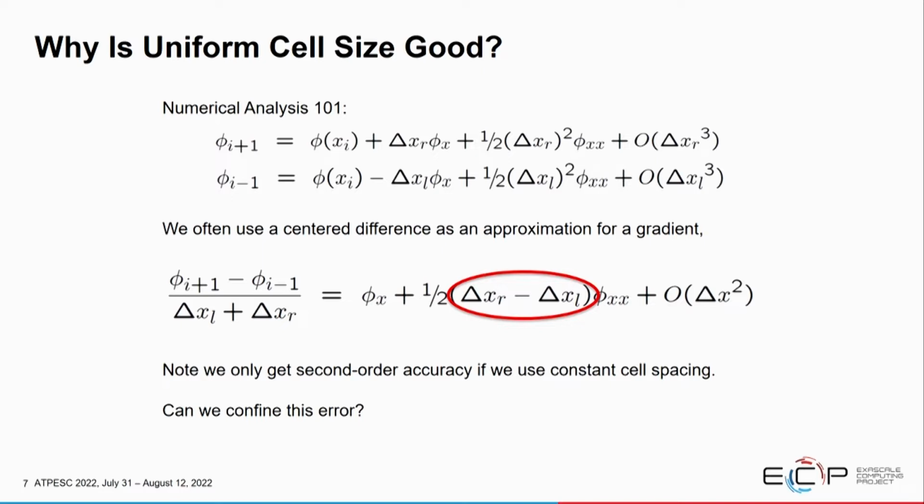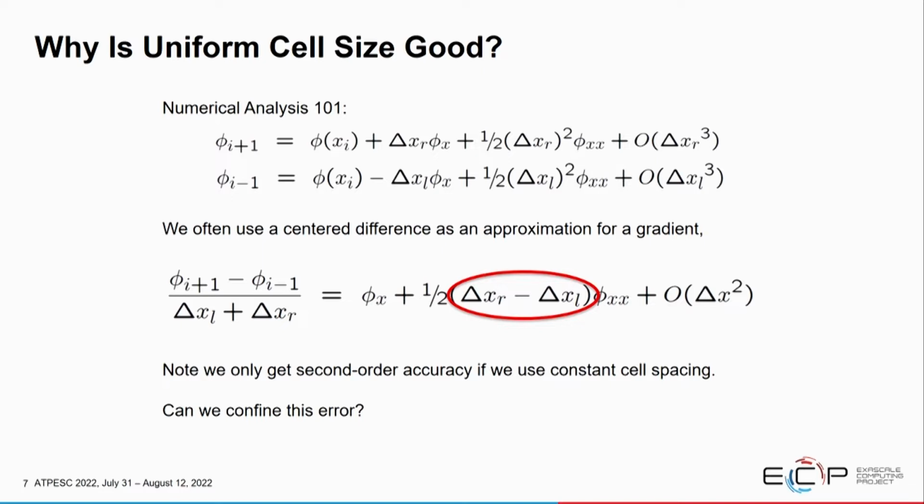What is this next term? If delta x is constant, that next term is 0. And so you can see I've got an order delta x squared. What that means is I've got a second order approximation here. So if I refine my mesh by a factor of 2, I get 4 times better accuracy.